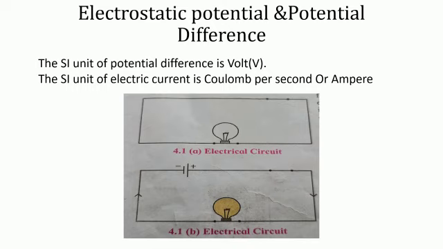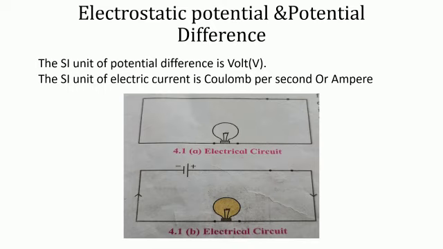It will be realized from the glowing of the bulb that a current is flowing in the circuit. In figure 4.1a, there is no current as there is no potential difference in the absence of any cell. Current starts flowing in the circuit as soon as the potential difference is applied.